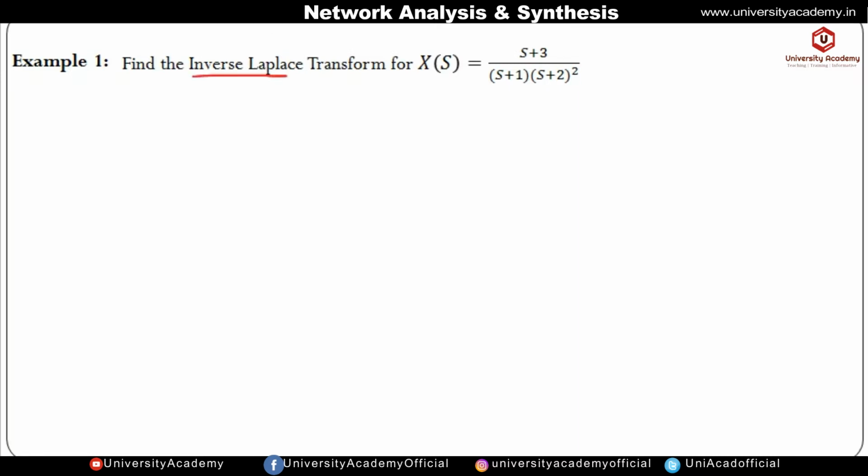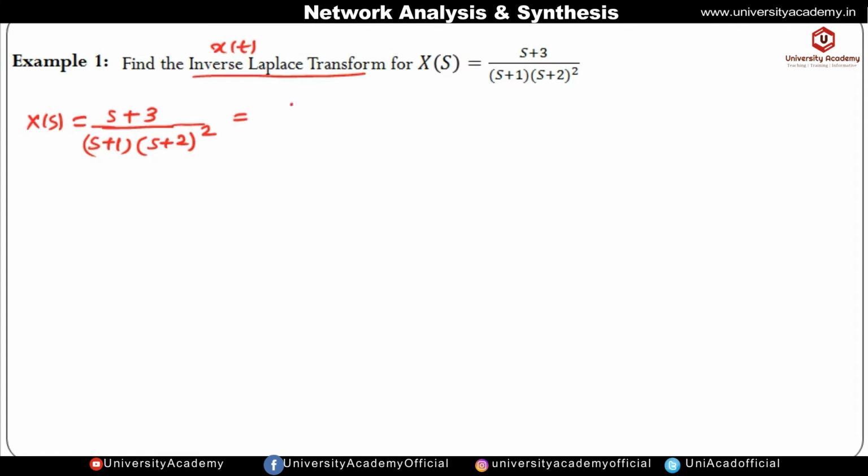Now let us see a question. Find the inverse Laplace transform for x of s equal to s plus 3 divided by s plus 1 into s plus 2 whole square. So here x of s is given, we have to find the inverse Laplace transform. It means we have to find the signal in the time domain, that is x of t. So now we will solve using partial fractions.